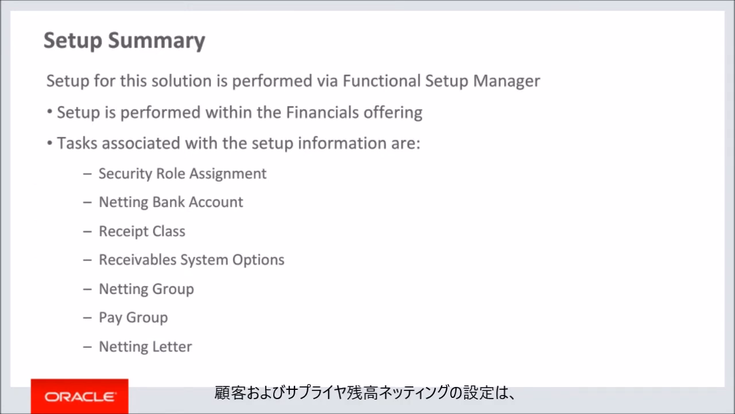The setup for customer and supplier balance netting is achieved by the following setup activities. I will indicate in the next few slides which setup steps are mandatory and which are optional. The key setup steps are the security role assignment, netting bank account, the receipt class and receivables system options, the netting group, the pay group, and the netting letter.